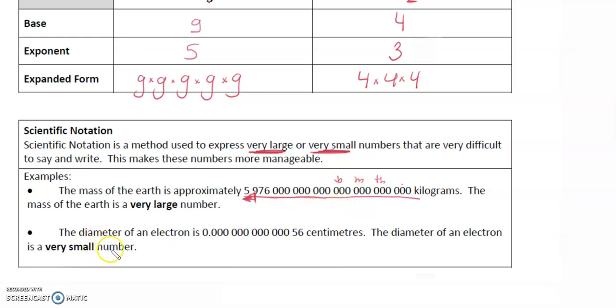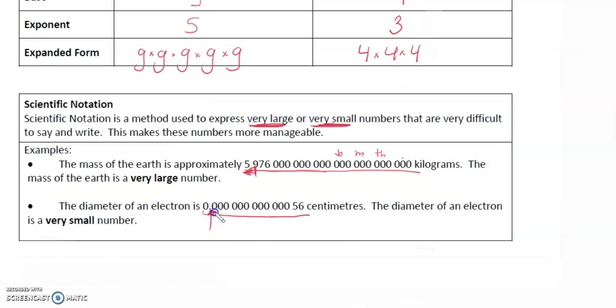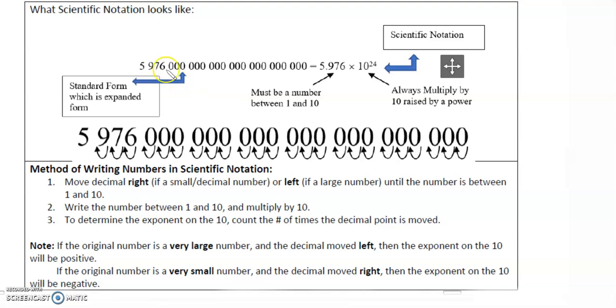Now, the diameter of an electron is this big in centimeters. That's a very, very small number because we have a decimal there. We have so many zeros after this decimal that this is such a small number. We're going to learn how to manage these. Okay, what scientific notation looks like.